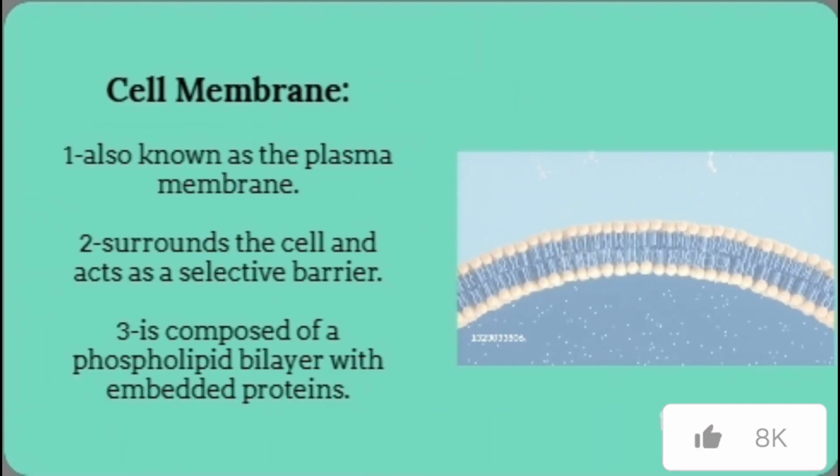The cell membrane, also known as the plasma membrane, is a crucial structure that surrounds the cell and acts as a selective barrier, regulating what enters and exits the cell. This membrane is composed of a phospholipid bilayer, which has two layers of phospholipids with hydrophilic, water-attracting, heads facing outward, and hydrophobic, water-repelling, tails facing inward. Embedded within this bilayer are various proteins that serve multiple functions.